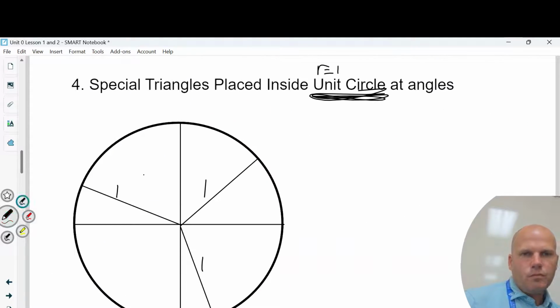So if I ask you, hey, what's going on at pi over 4? Well, you'd be like, well, that's just 45 degrees. And I actually create a triangle that I know, the 45, 45, 90 triangle.